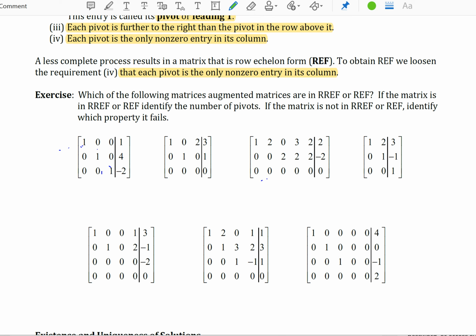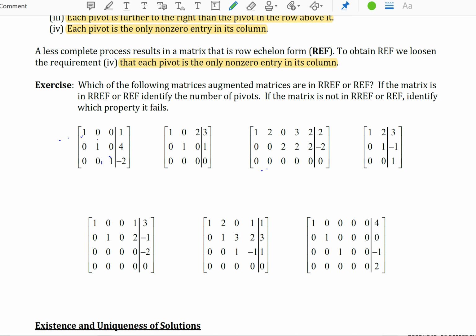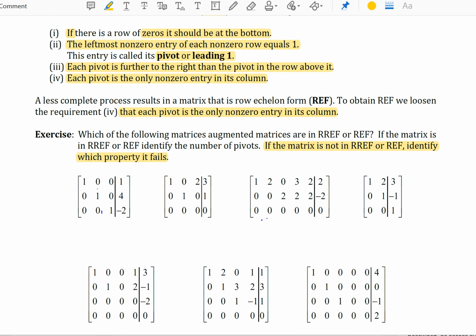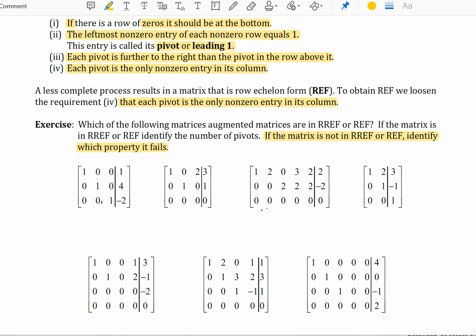So here we go. I'd like to identify which of these matrices is in REF, which of these matrices is in RREF, and if a matrix is not in one of these two forms, identify which property is being failed. So here we go.